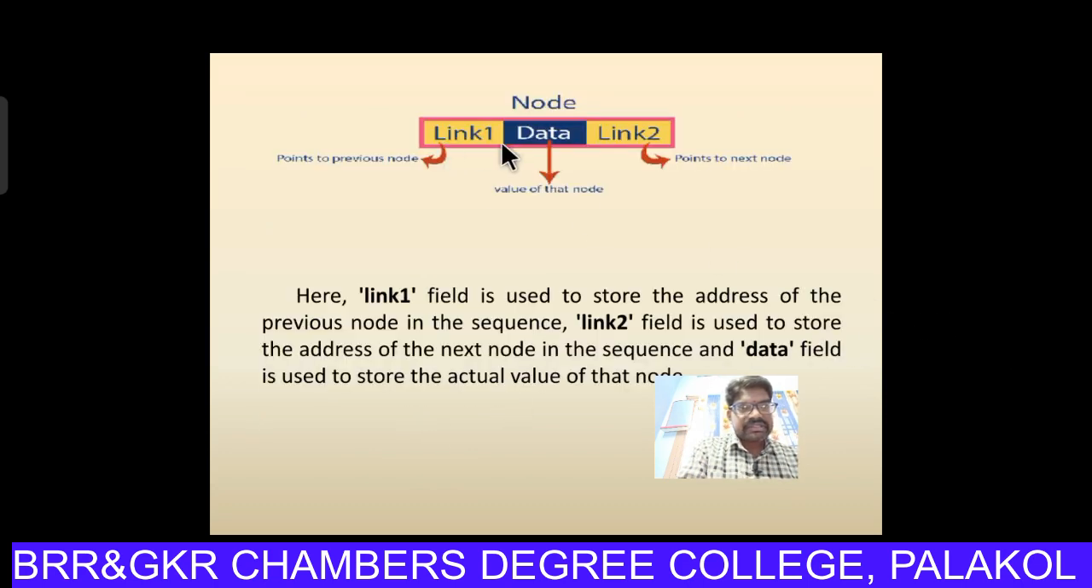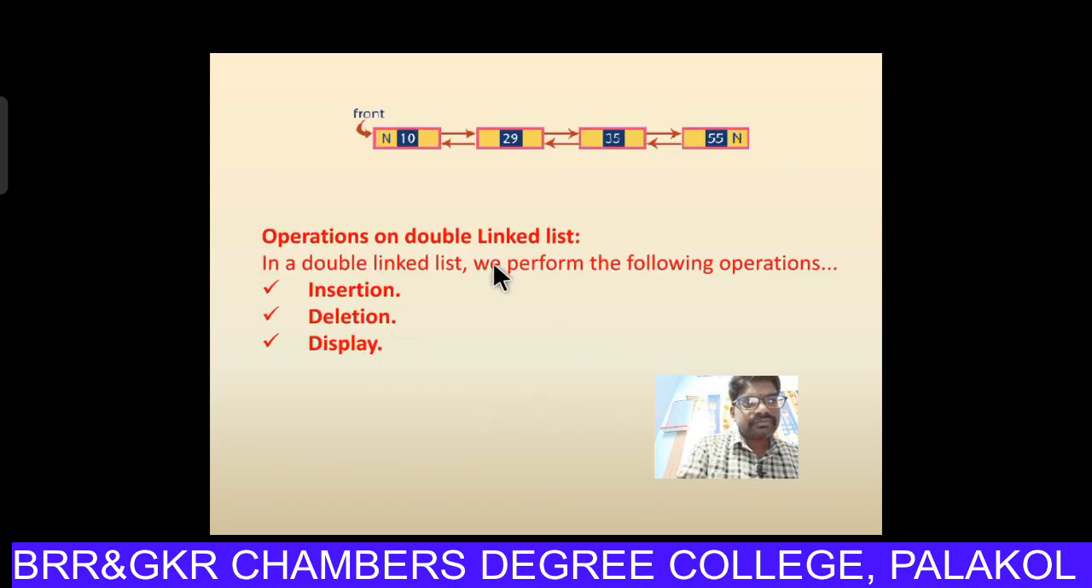Okay, so this is the structure of the linked list: link 1, link 2, and the data. Here the link1 field is used to store the address of the previous node in the sequence. The link2 field is used to store the address of the next node in the sequence, and the data field is used to store the actual value of the node. So in this example, the first node left hand side address is null and the last node right hand side address field is null. We have to maintain this.